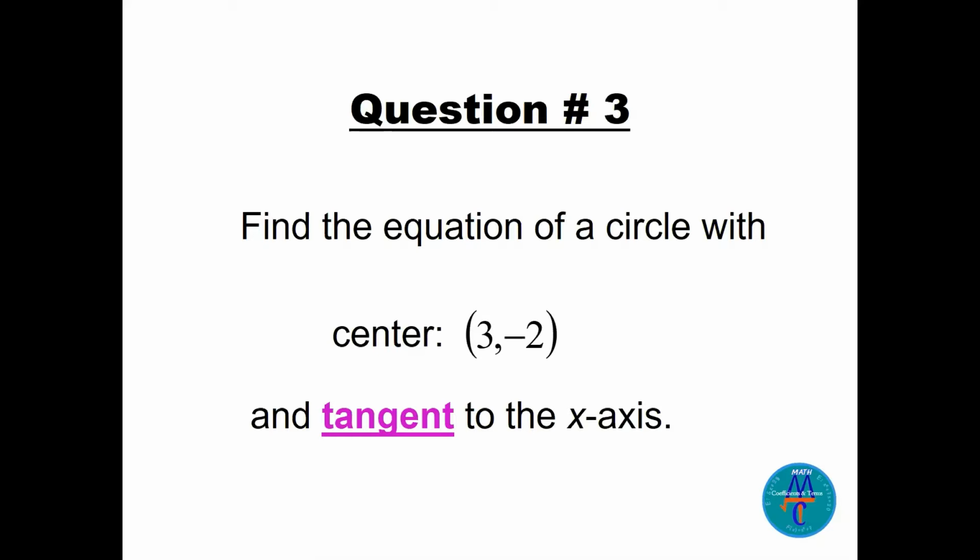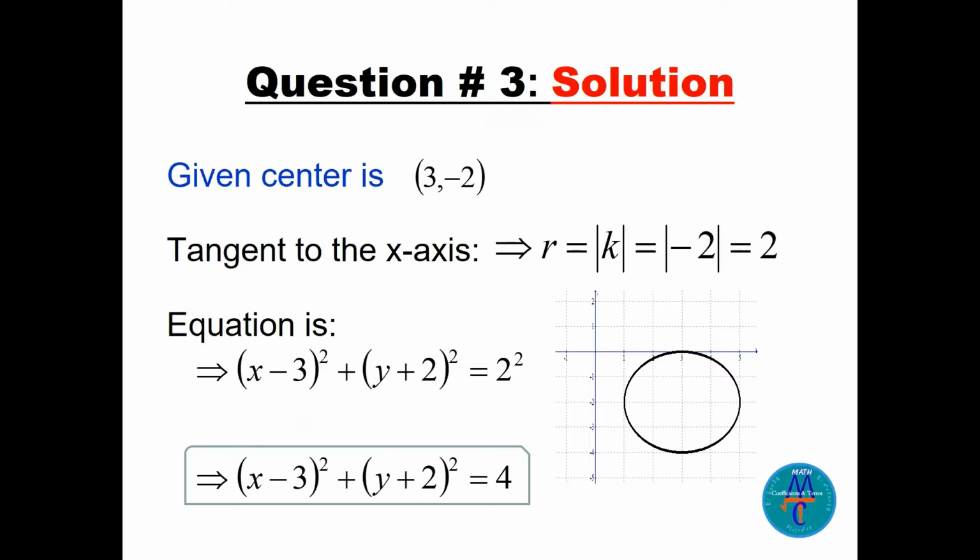Want to take a minute to do it, please? Find the equation. We need the equation. Now look here. The center 3, minus 2. You see the center now is positive in the h. k is minus 2. So we can see here, it is in quadrant 4.